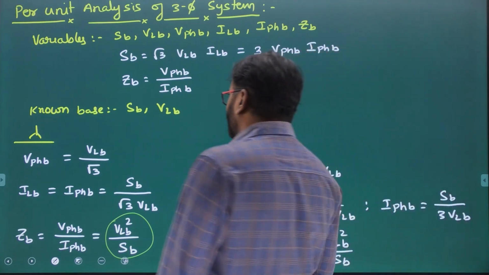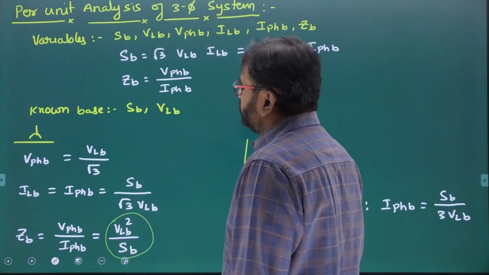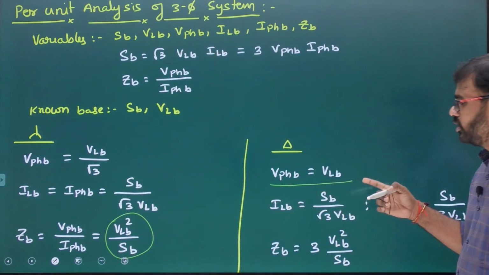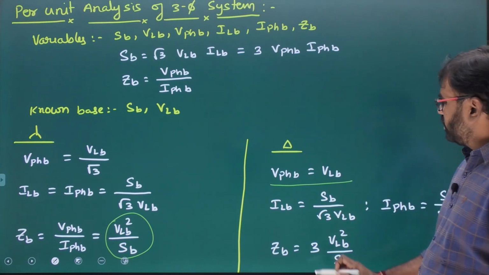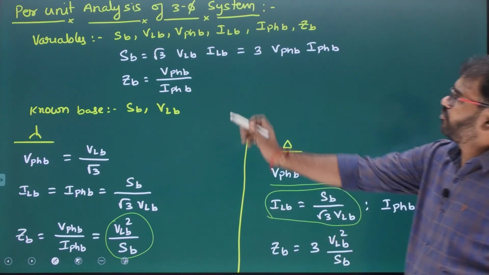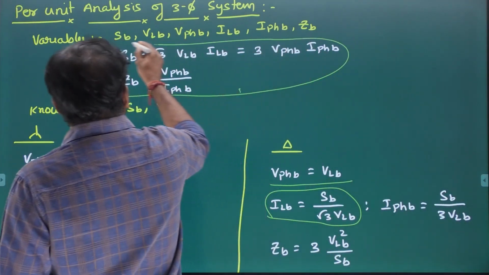Now coming to the delta connection here. See here, V phase base and V line base are the same. Why? Since it is a delta, phase voltage and line voltage are the same. So V phase base equals V line base. But what about I line base? Yes, S base by root 3 times the V line base is I line base, using the same formula, because these are the formulas valid for what?